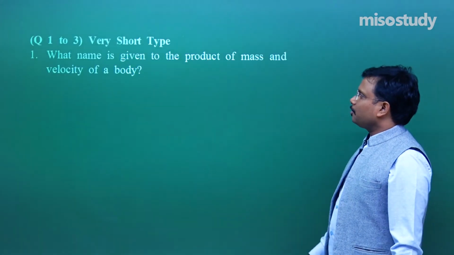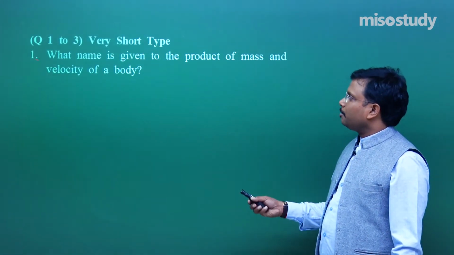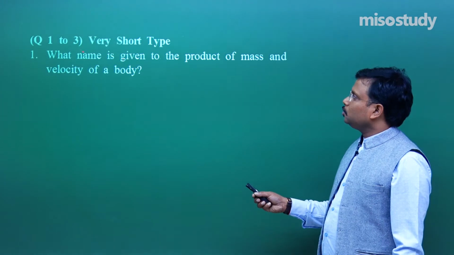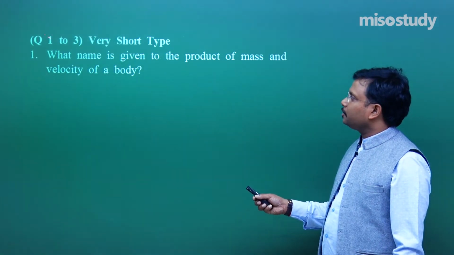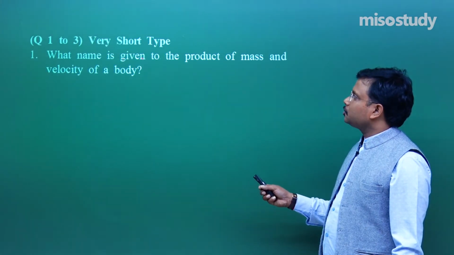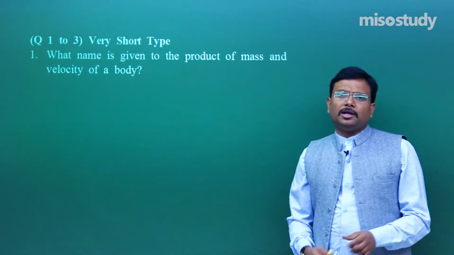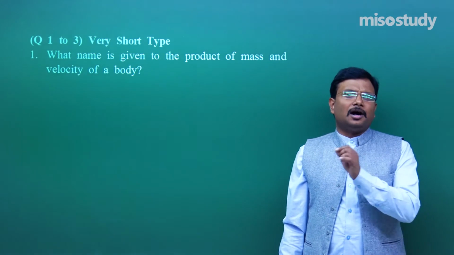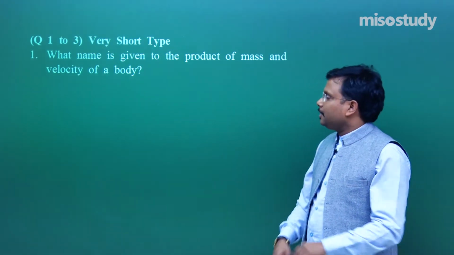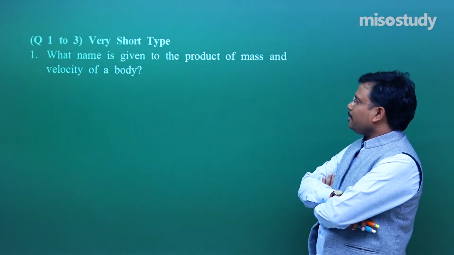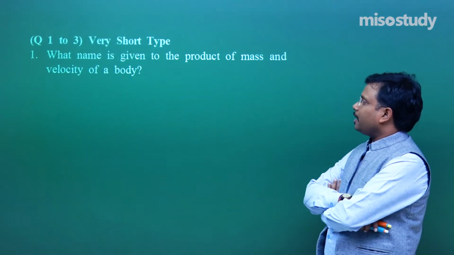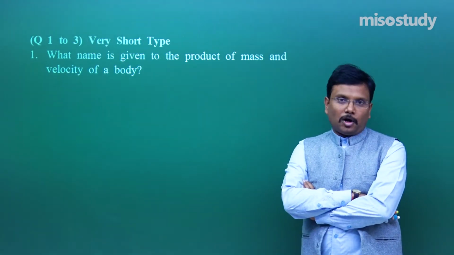So, here comes your first question. It says question number 1, 2 and 3. These 3 questions are of very short answer type question. You need not write more than a single line in these answers, fine. First is, what name is given to the product of mass and velocity of the body?